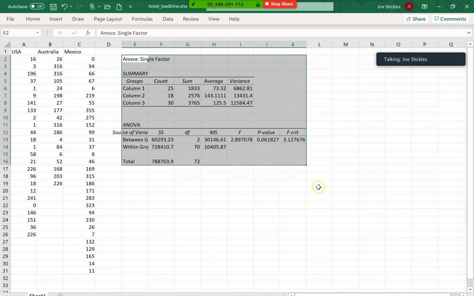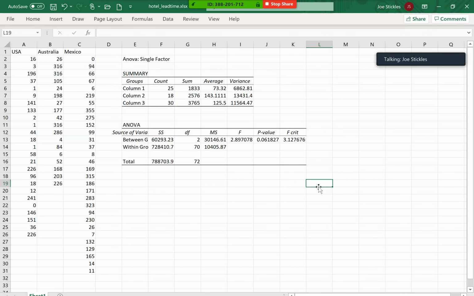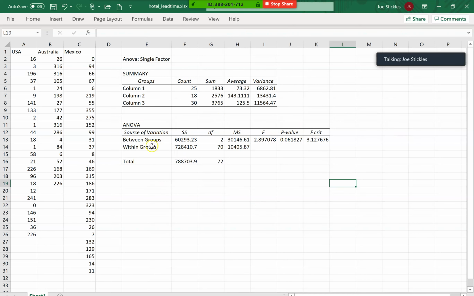All right, so here is what comes out. So let's talk about the different pieces, in particular this bottom piece right here. So we've got source of variation. We've got between groups. That's your between treatment sum of squares. This is SST. Notice there are 3 groups, so the degrees of freedom for that is 2. Remember, it's m-1. It's number of different populations minus 1.